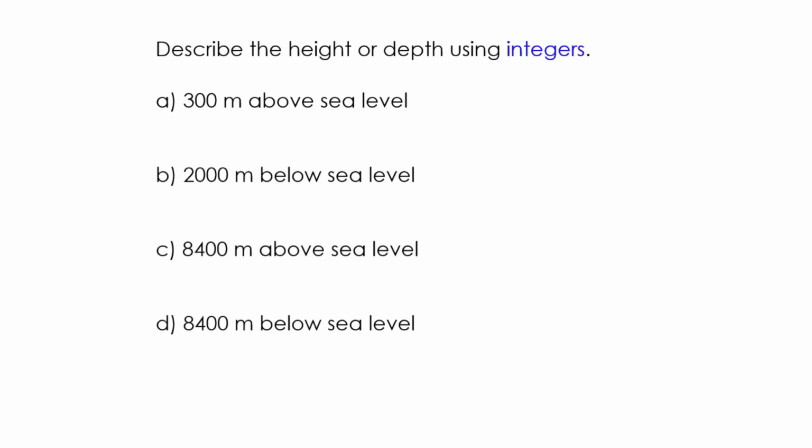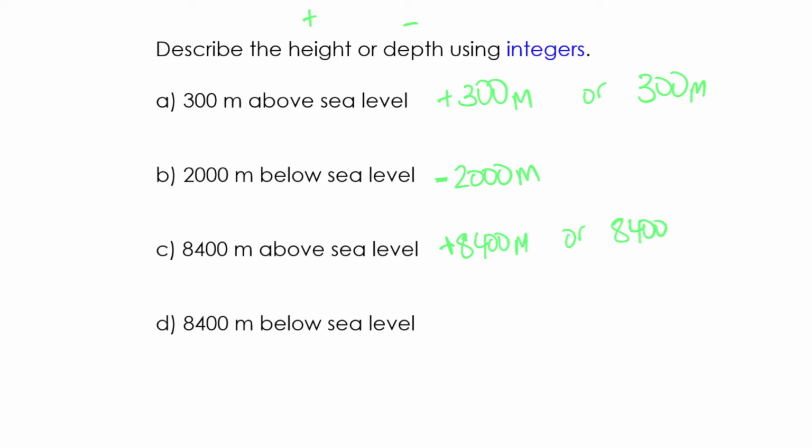Describe the height or depth using integers. So height, depth. So for example, 300 meters above sea level would look like this, or that. 2,000 meters below sea level would only be written like this. 8,400 meters above sea level can be written like this or like this. And 8,400 below sea level can only be written like this.